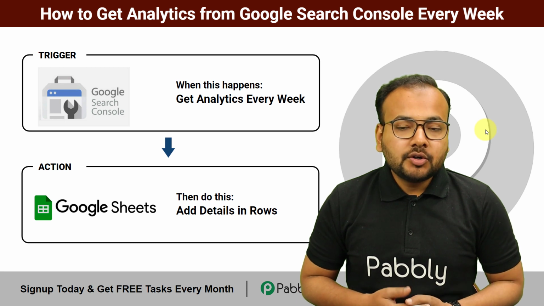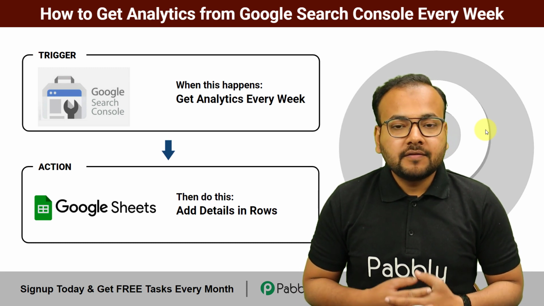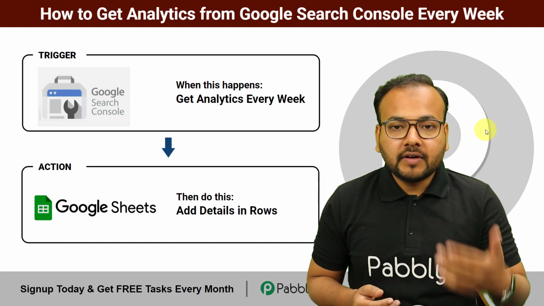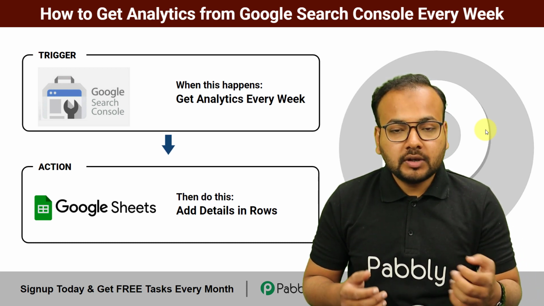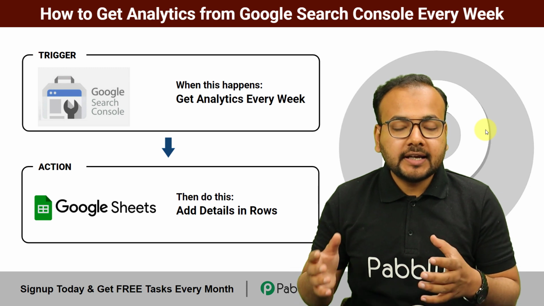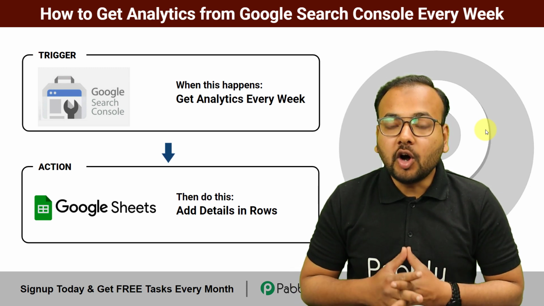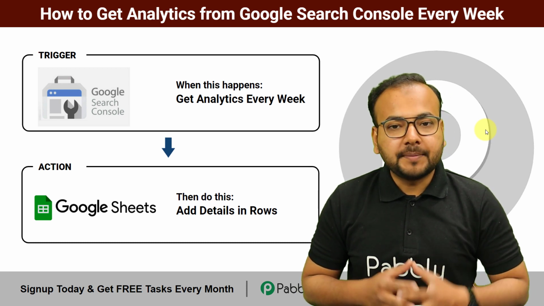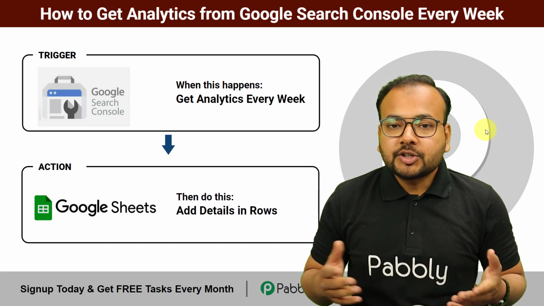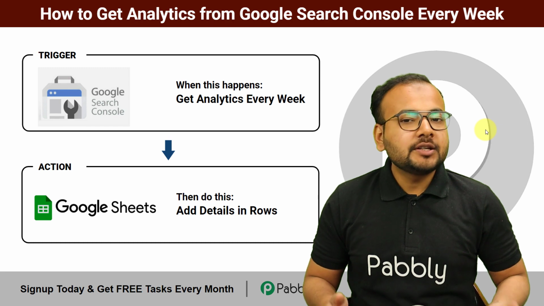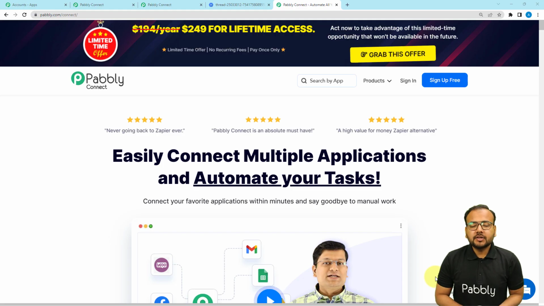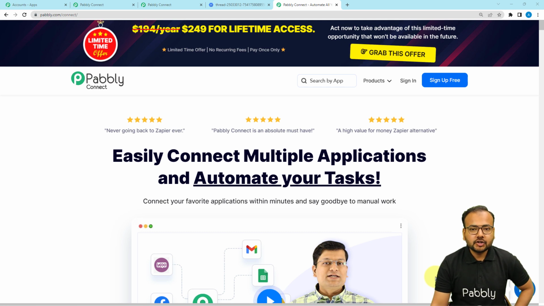And guys, I'm going to show you an automation technique which is going to get the analytical data of your website from Google Search Console every week and store it in your spreadsheet in Google Sheets automatically so that you can further analyze the data and improve your website. And guys, we are going to set up this automation without any coding, super simply. So let's begin. To set up this automation, we are using Pabbly Connect, which is an automation and integration tool.